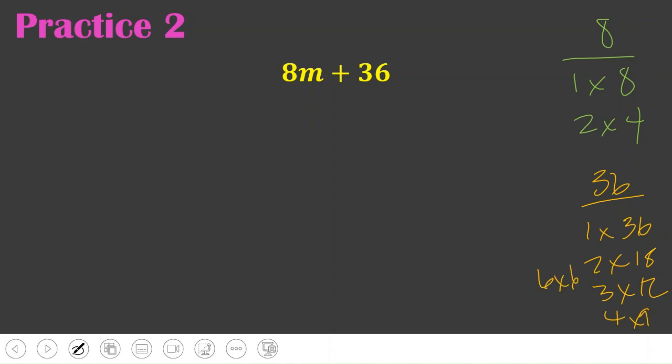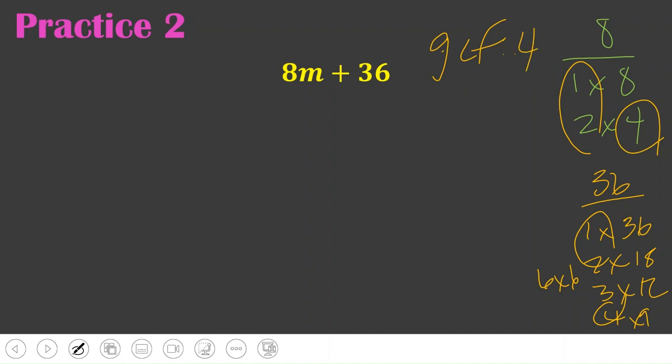All right, so I'm looking at all of the factors I have in common. I see I have 1 and 2 in common. I've got a 4. There is not a common 8. So 4 is my greatest common factor. All right, so the greatest common factor is 4. So what that means is I'm going to pull or factor out 4 from 8 and from 36 to get that binomial in the simplest terms.